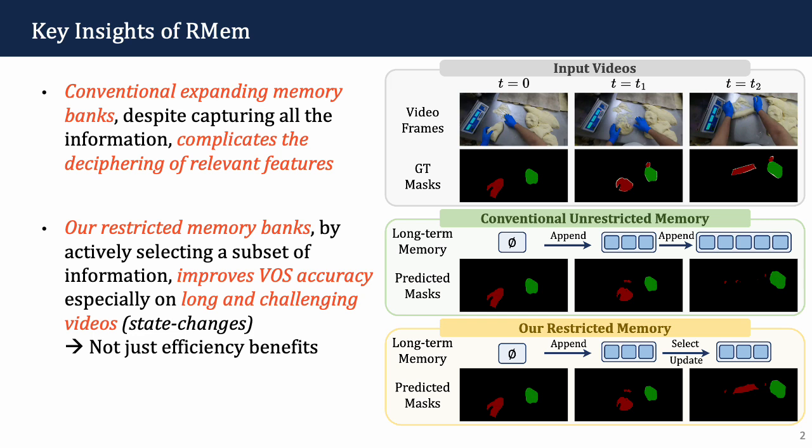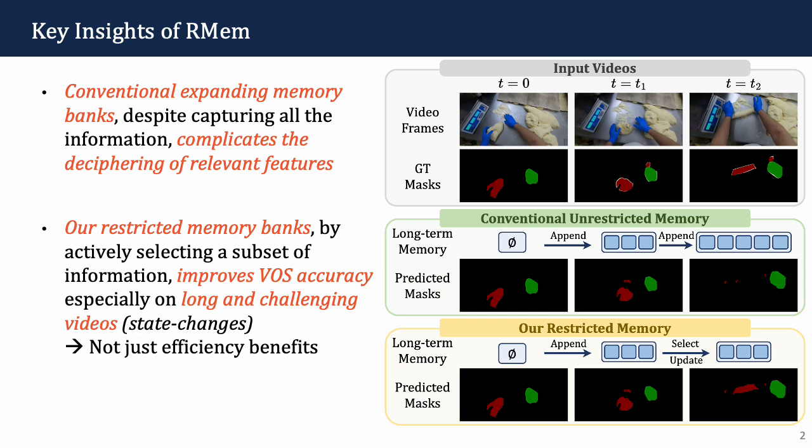The key insight of our RMAM is to rethink the conventional approaches of managing memory banks. Take the example on the right, where a person is manipulating the dice, and the VOS task is to track and segment the two dice in red and green. The conventional approach expands memory banks, continuously appending the new frames into the memory banks. Although this method captures all the information, it complicates the deciphering of relevant features.